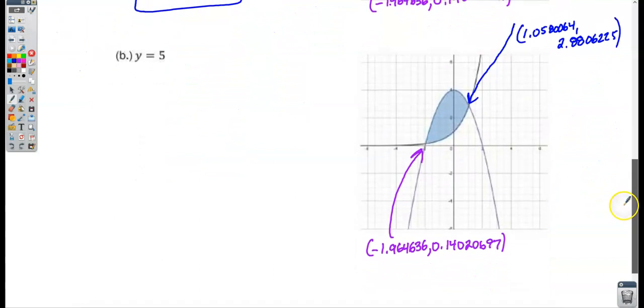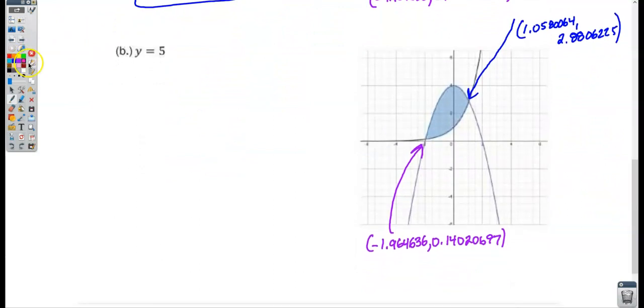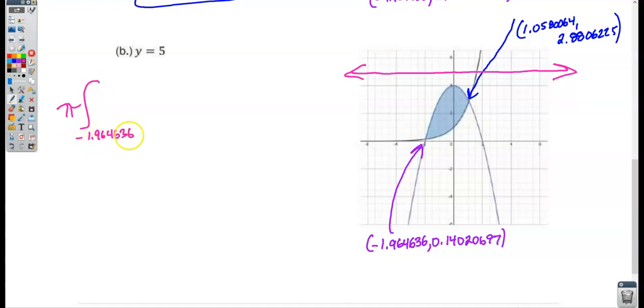In part B, we're revolving around the line y equals 5. Y equals 5 is up here. So again, this line is parallel to the x-axis, so everything in our integral is going to be in terms of x. So again, we can set up pi times the integral from negative 1.964636 to 1.0580064. And then I need my outer radius and my inner radius.